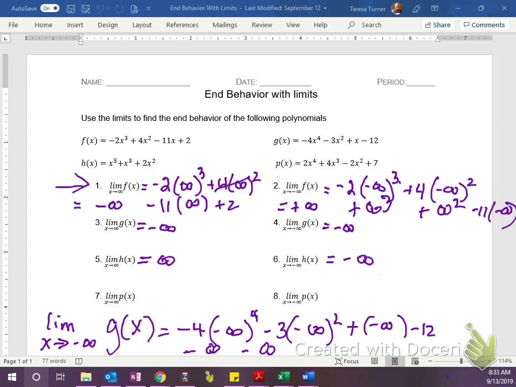So you can memorize this chart, but eventually, before you get to calculus, you're going to have to understand doing it this way, because you're going to look for limits for other things besides end behavior.